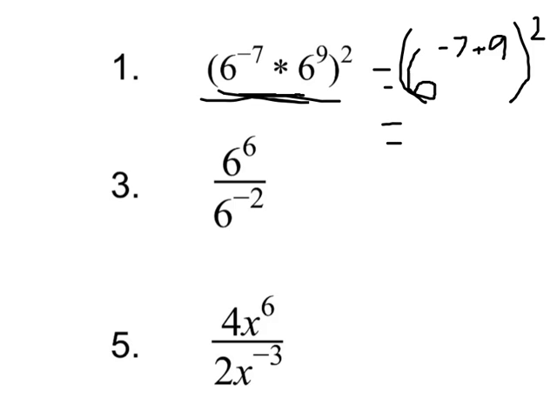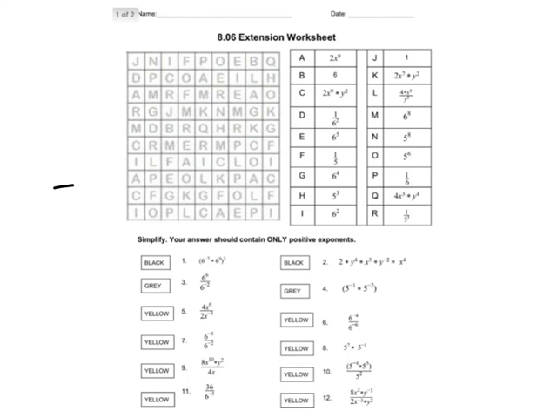So negative 7 plus 9 is what? Right, it's 2, so I have 6 to the second power raised again to the second power. When I have an exponent raised to a power and then raised to another power, what do I do? Yeah, I multiply my exponents. So I'll have 6 to the 4th power. Alright, so now I've simplified my first one. I know it equals 6 to the 4th power.